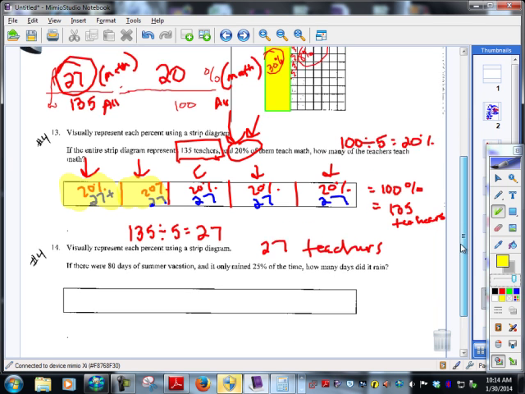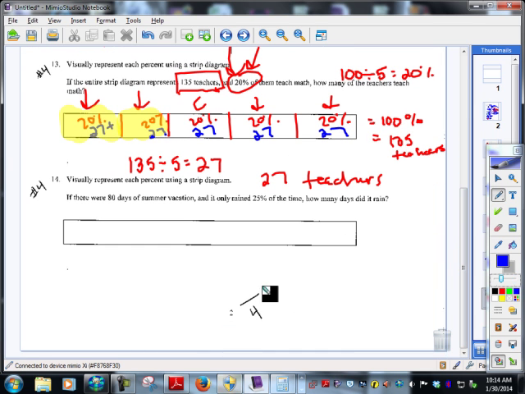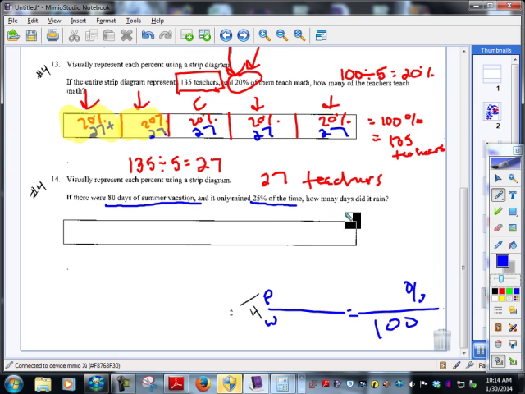Okay. Let's go on to the next one now. First thing I'm going to do is the proportion, because that is the way I'm going to teach you to do it. I want you to do the proportion first and then do the strip. If there were 80 days of summer vacation and it only rained on 25% of the time, how many days did it rain? 25 goes there, right?